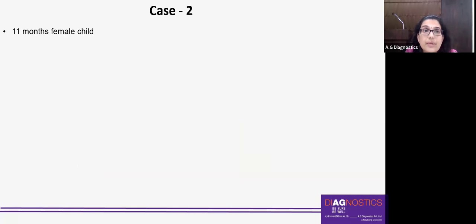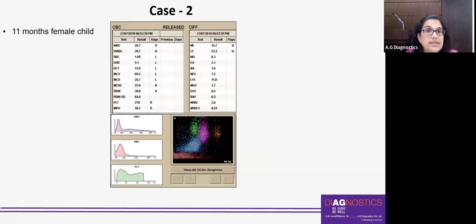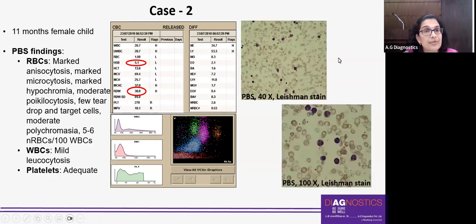This was an 11 months female child, severe anemia, very wide RDW. The RBC histogram shows a very wide distribution starting from the baseline. Microcytic hypochromic indices, peripheral blood smear likewise is showing marked anisopoikilocytosis with the presence of polychromasia, target cells, NRBCs.